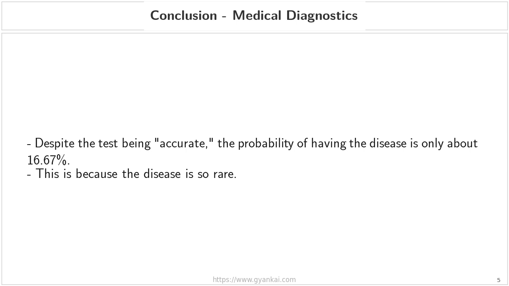This brings us to a vital lesson in probability. Always consider the rarity of an event before jumping to conclusions based on new evidence. Now, let's see how this same logic applies to a different field: industrial quality control.